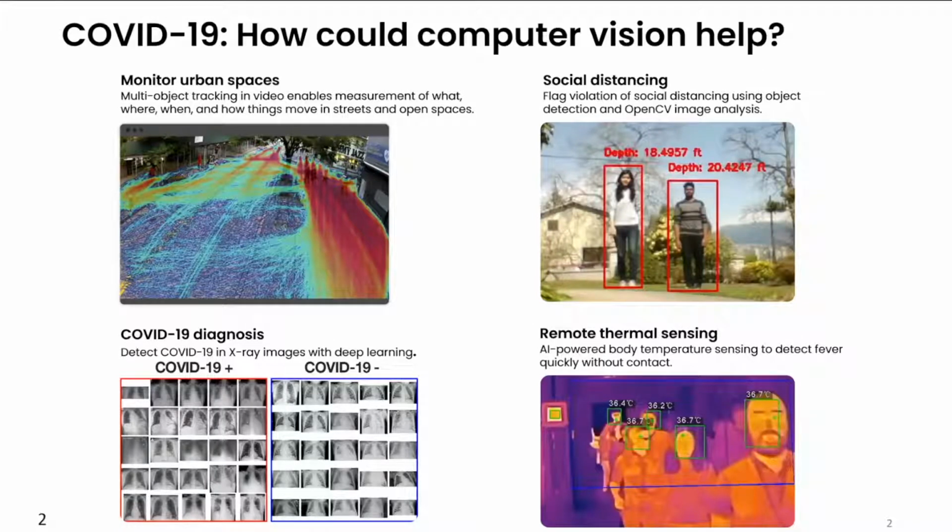And the first case I want to highlight is to use intelligent video analytics to monitor the urban spaces. And with the technologies, we were able to measure what, when, and where, as well as how things are moving in streets and open spaces. We can also answer questions such as are people maintaining safe social distances, what surfaces are people touching that may need cleaning, and how many people are wearing masks, and so on and so forth.